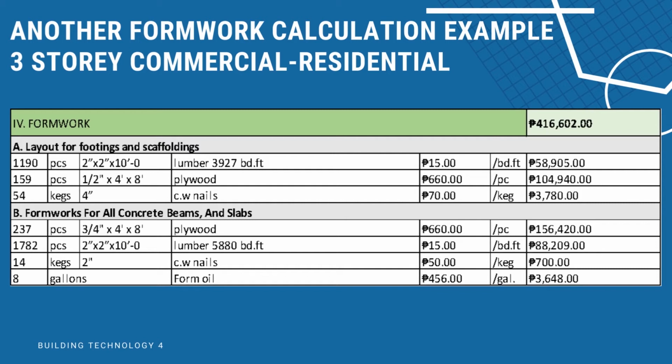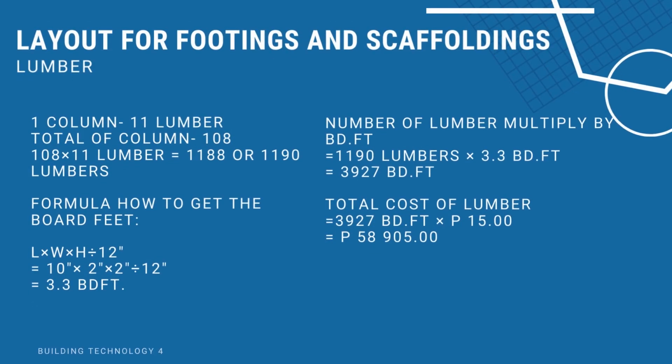pesos. For formworks for all concrete beams and slabs, we have 237 pieces of 3/4 inch by 4 by 8 plywood that costs 660 pesos per piece and a total of 156,420 pesos. Second is 1,782 pieces of 2 by 2 by 10 feet lumber, which is 5,880 board feet that costs 15 pesos per board feet and a total of 88,209 pesos. And for nails, we have 14 kilograms of 2-inch that costs 50 pesos per kilogram and a total of 700 pesos. And last is 8 gallons of form oil that costs 456 pesos per gallon and a total of 3,648 pesos.